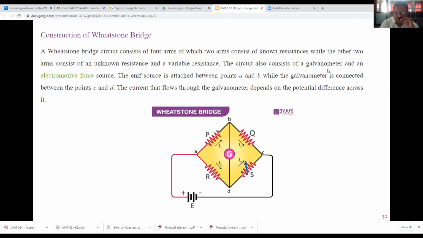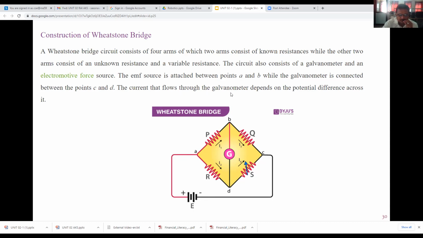The circuit also consists of a galvanometer and an electromotive force source. See that this electromotive force source means this is battery, and this galvanometer is connected in between here, between the two junctions. The EMF source is attached between points A and B, while the galvanometer is connected to the points C and D. Sorry, here A and here B should be there, and here C and D should be there. Here instead of B, C should be there. Instead of C, here B should be there.